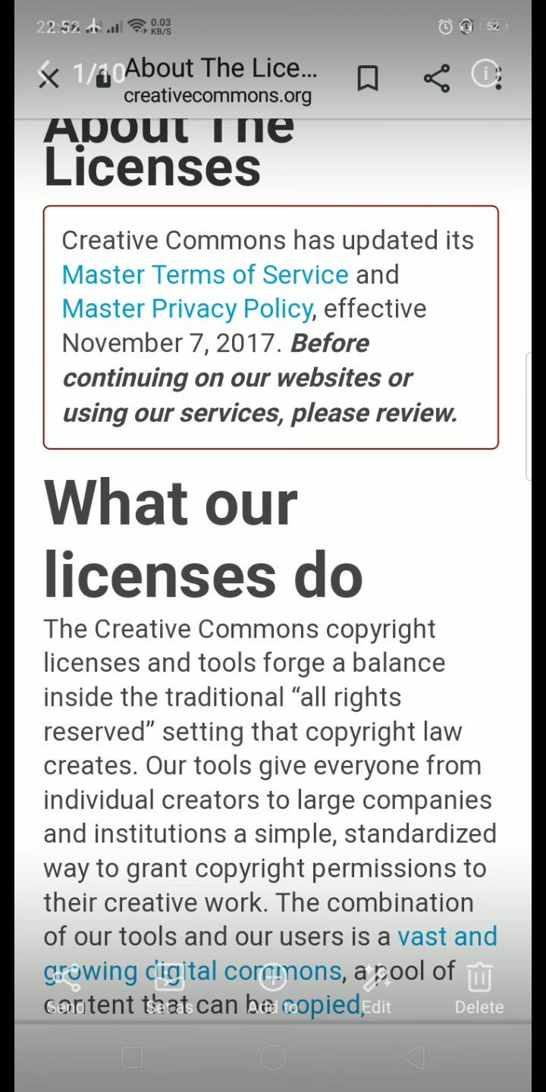So whenever you decide, just go to this site, Creative Commons, read all the terms and conditions, and these licenses are available free of cost. These licenses are given free of cost. There is no cost to get these licenses. So go to the site and see all the types of licenses and apply for it.